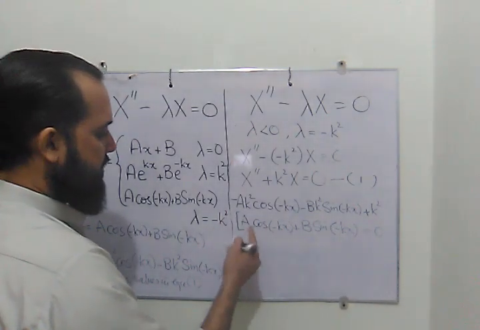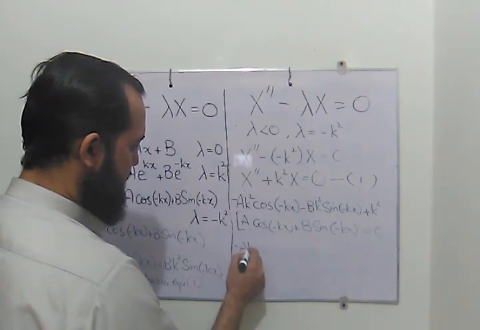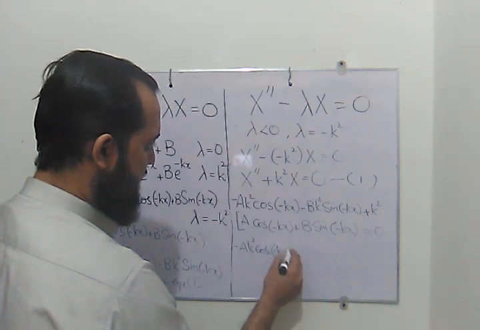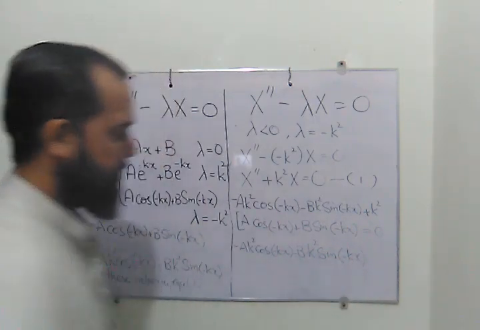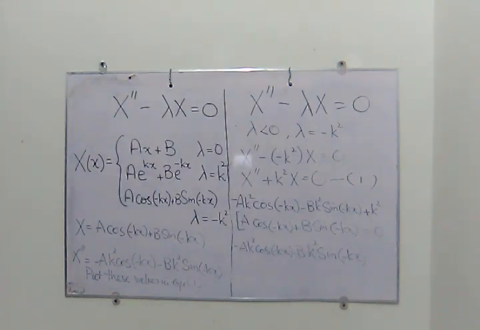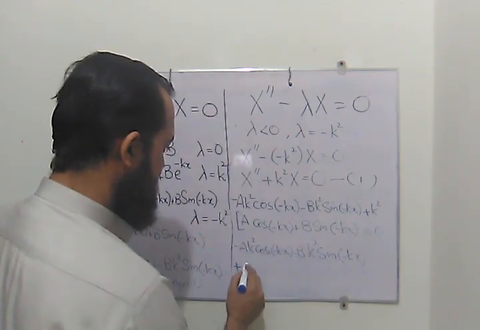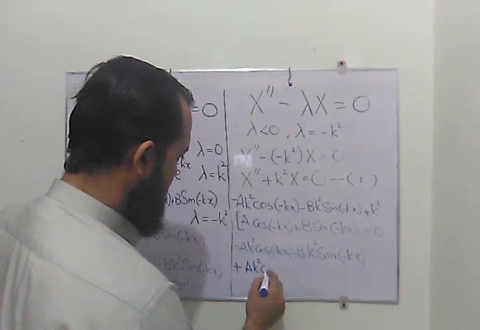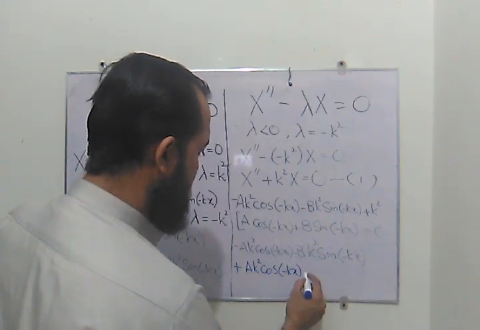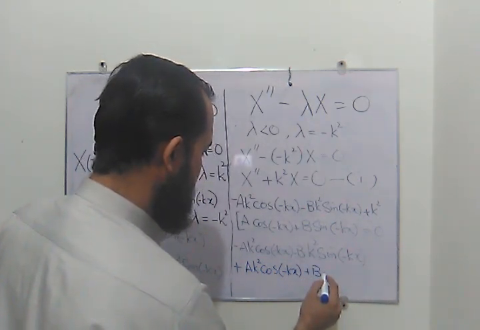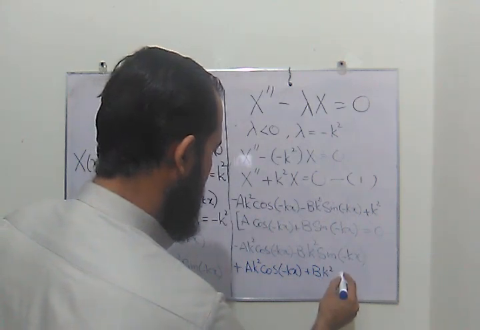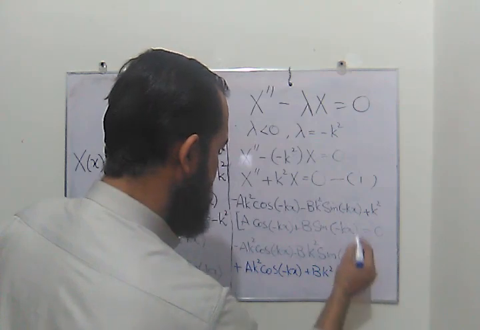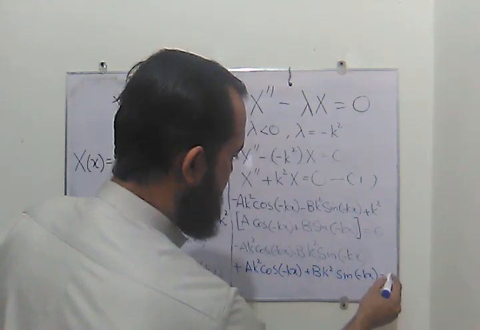Now if we open the bracket here, then we will have the situation like minus a k square cos minus kx minus b k square sine minus kx plus a k square cos minus kx plus b k square sine minus kx is equal to 0.